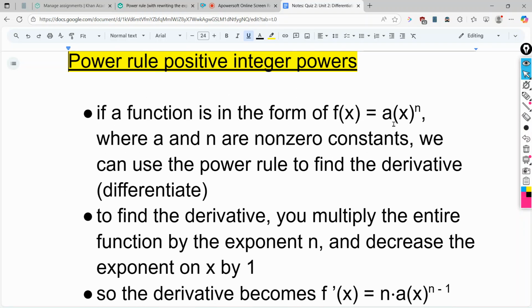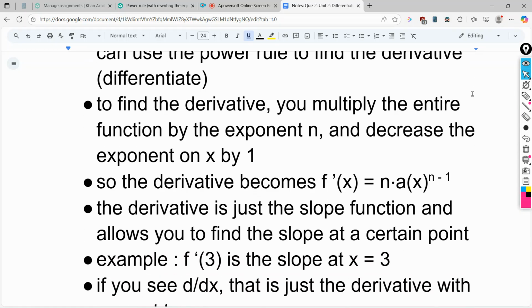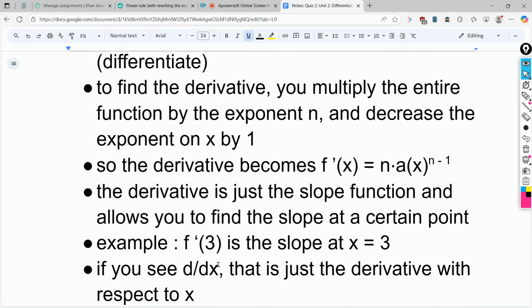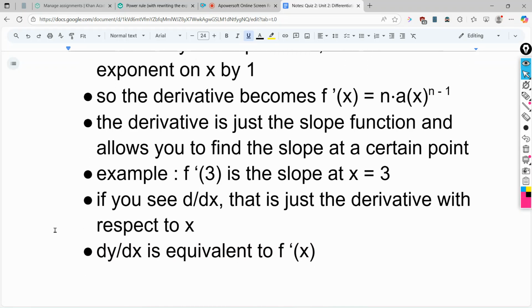Okay, when it's in the form of a times x to the power of n, when you want to find your derivative, you just take that n, move it out front and multiply it, and then subtract 1 from the exponent n. Okay, and then you will get your derivative function right there. And if you want to find the derivative at a certain point, a certain x coordinate, you just plug in that x coordinate. So like if it's f prime of 3, that's the slope at x equals 3. You just plug in 3 in place of x in your derivative function. All right, so everything else that we learned still applies.